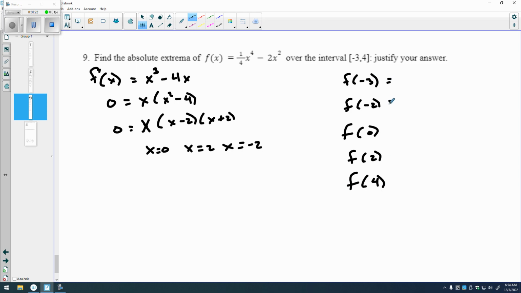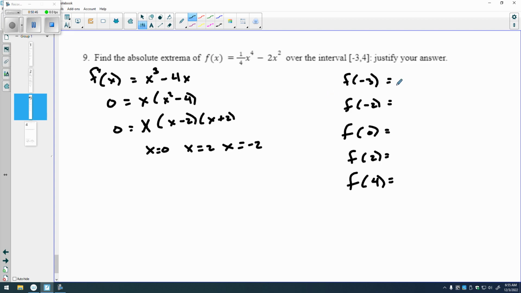And yes, you have to show all of them. If you don't, you're not proving that you found the maximum because you're leaving something out. You have to show all of them. Okay, f of -3. What I would do is type this function into my calculator, hit store as f of x, and then do f of -3, etc. That's what I did. You can do it by hand.